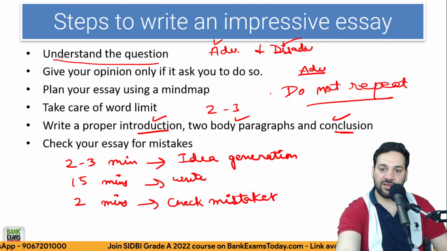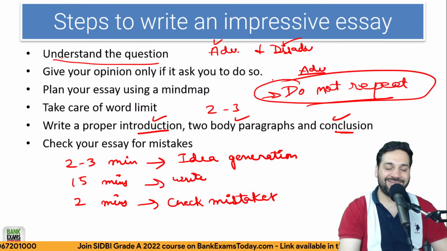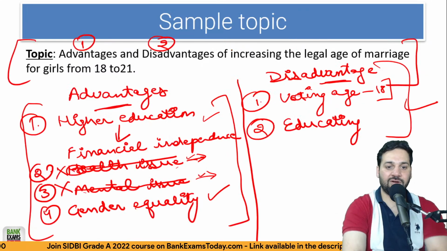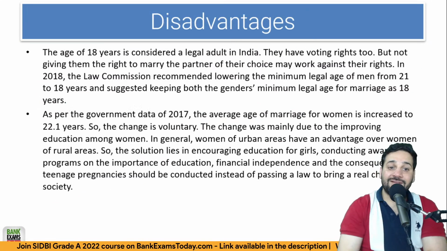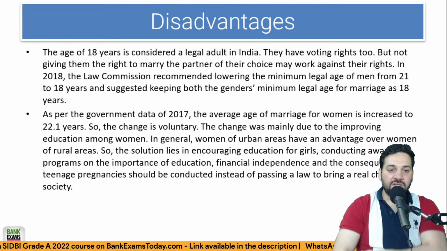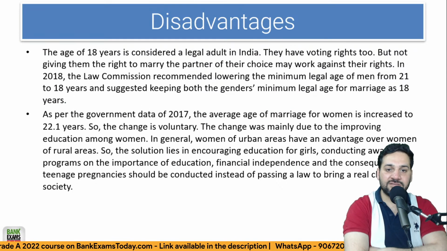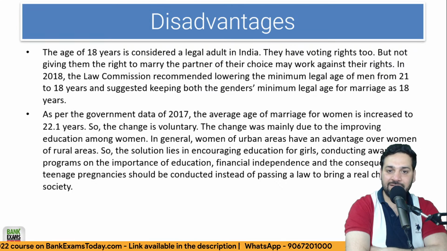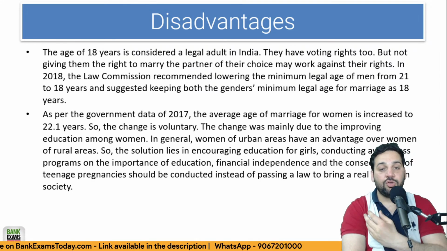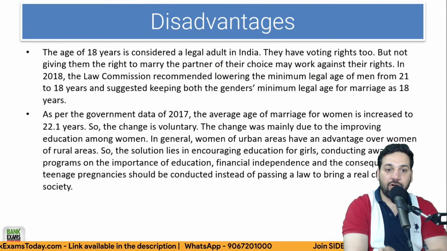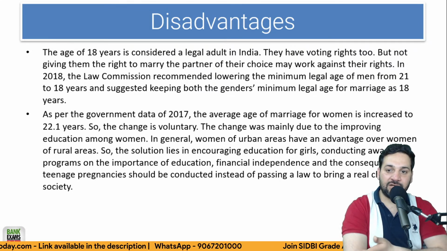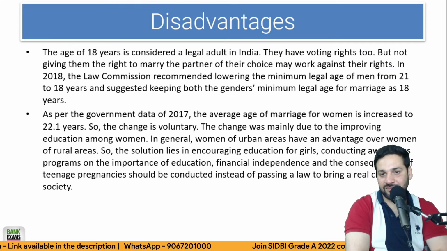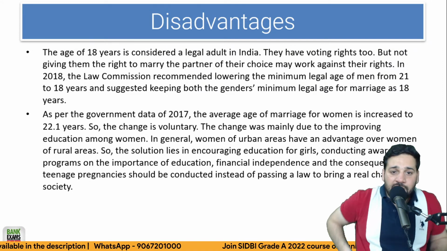So this is the worst thing that you can do to your essays. Do not repeat your ideas. Okay. What are the disadvantages? The age of 18 years is considered a legal adult in India. You have the voting right, but not giving them the right to marry the partner of their choice may work against their rights. So it is against the rights in 2018.